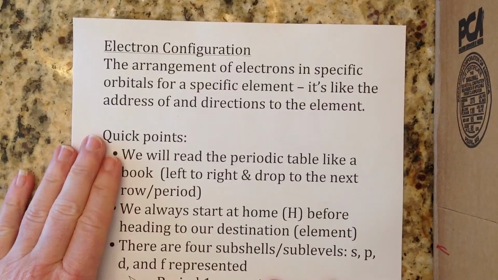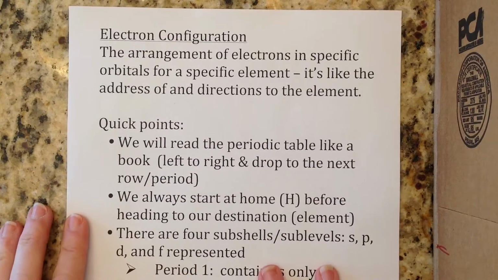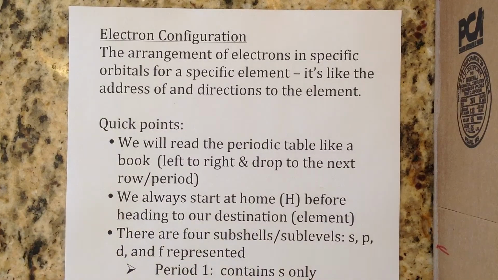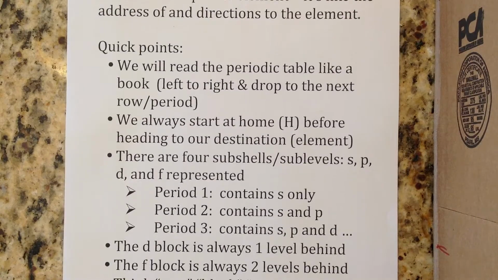First of all, electron configuration technically is the arrangement of electrons in specific orbitals for a specific element. Basically, it tells us how many electrons are on each level, and it also gives us even more information about the types of orbitals that they are traveling in. So again, it's a lot like the address of and the directions to an element. Some quick points I want you to keep in mind while we're doing examples.